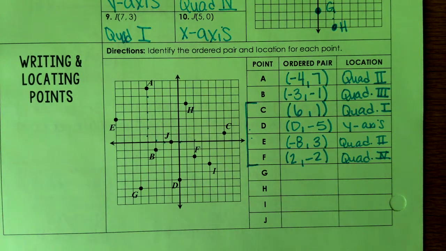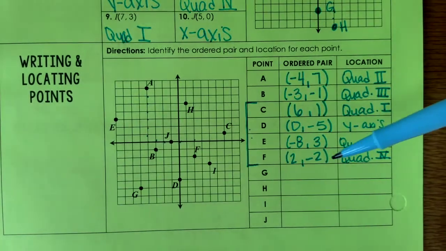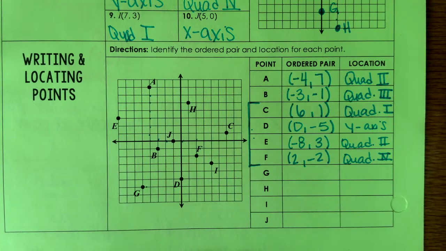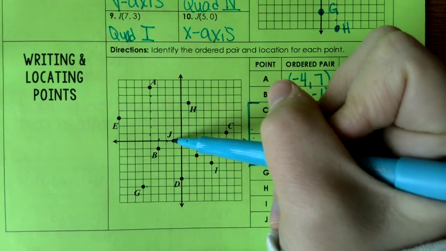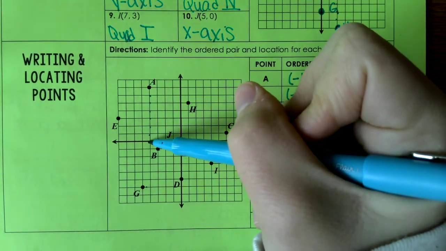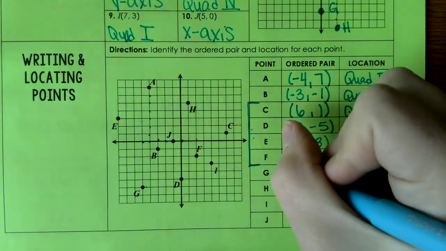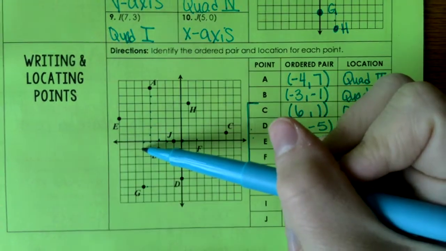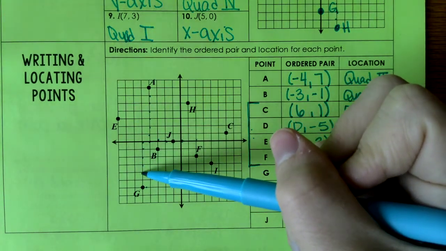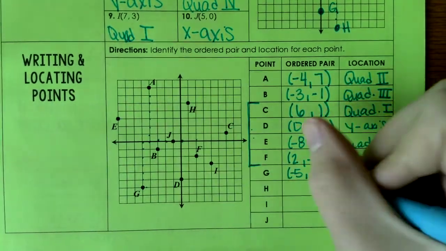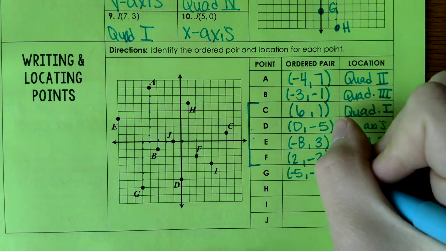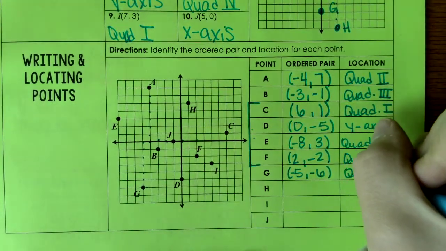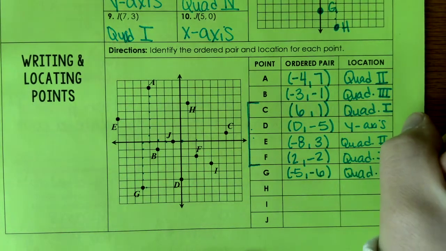So we're going to continue then, and on point G, I'm going to locate point G, and that is right there. And I see I need to move backwards 1, 2, 3, 4, 5 spots. So that's going to give me a -5. And then I also have to move down again 1, 2, 3, 4, 5, 6. Since I moved down, that's also a negative. So there's my point for point G, and that's going to be in quadrant 3.